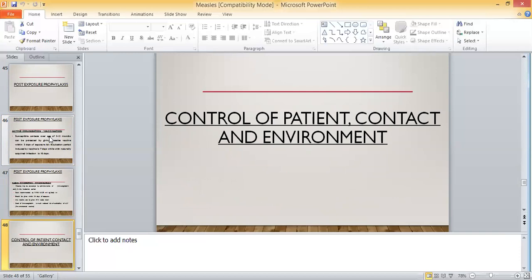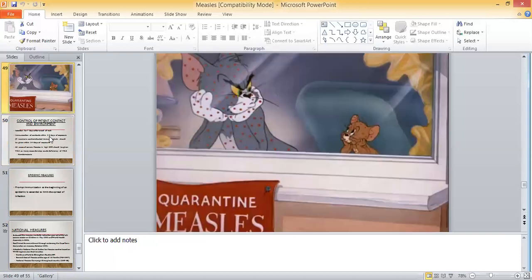Control of the patient, contact and environment. If a person is suspected of having a disease, that person is kept in quarantine. But if a person is diagnosed with a disease, that person is kept in isolation. The difference between quarantine and isolation is that in quarantine we isolate the person who is suspected of having a disease, or suspected of having had contact with the diseased person. That person is isolated for the period of the incubation period, that is called quarantine.